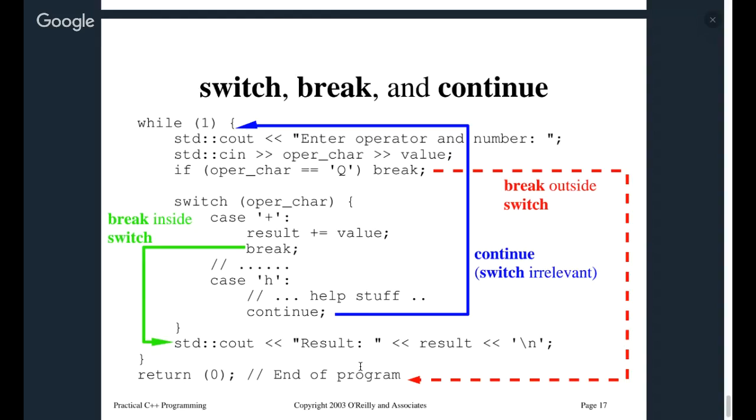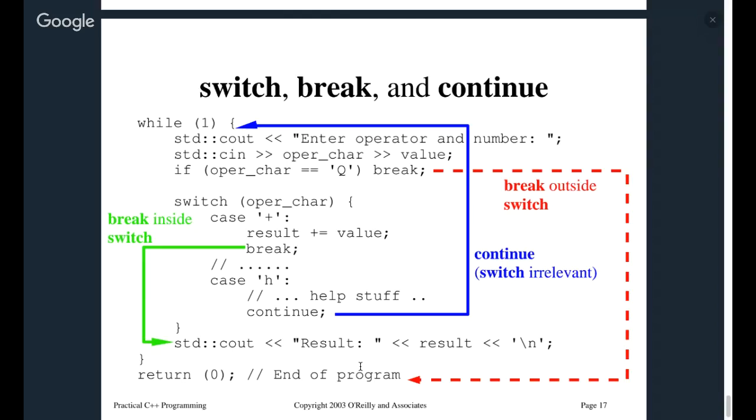So this example here has a while with 1 in the parentheses. cin, enter operator; they have to enter a char value. If the operator is Q, it breaks. Before we go to the switch statement, that red line goes all the way down to the bottom, and it's going to go to the end of the program, return 0.